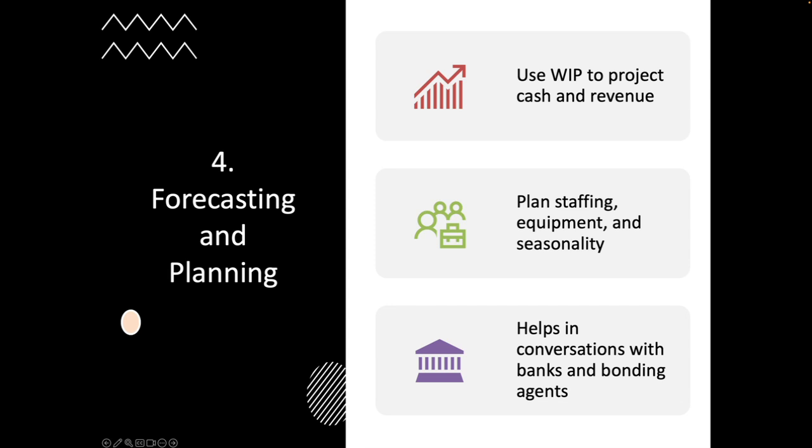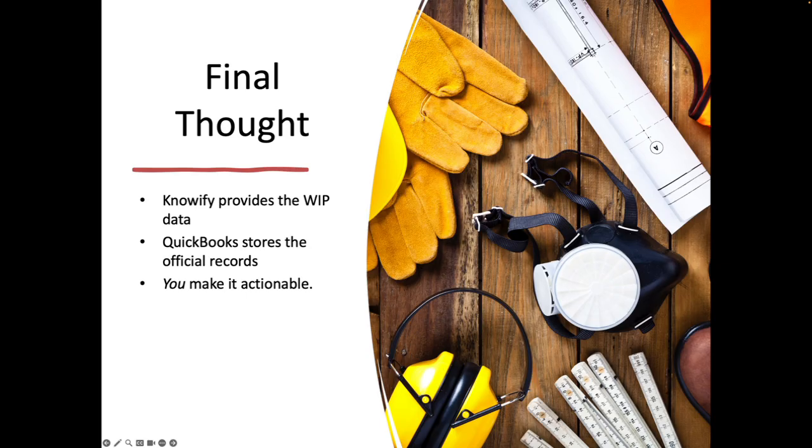So remember, Knowify is going to automate the WIP data. QuickBooks houses your official books. But you are the one that's going to make it actionable. You can use your WIP report to manage cash flow, billing, and production with confidence and review it often, not just at year end or when the bonding agent asks for it.